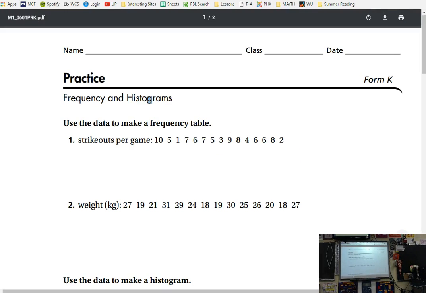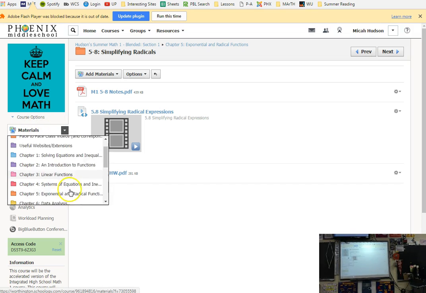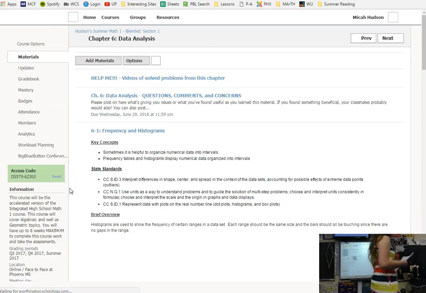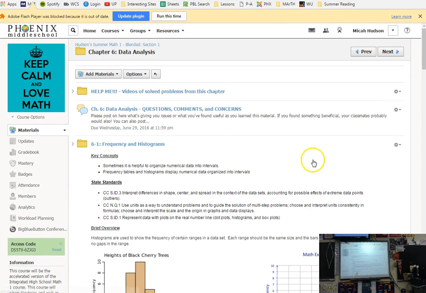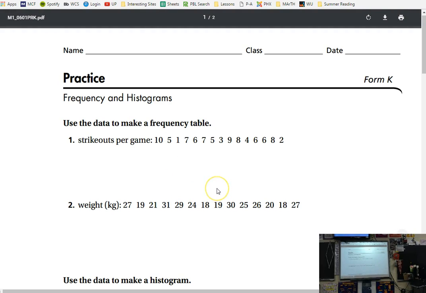All right, we're now into chapter 6 material. So that in Schoology was all about data analysis. Any questions from 6.1 dealing with frequency and histograms? Frequency and histograms. Nothing on 6.1.